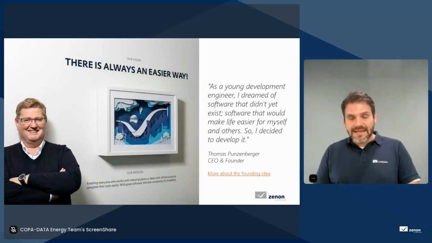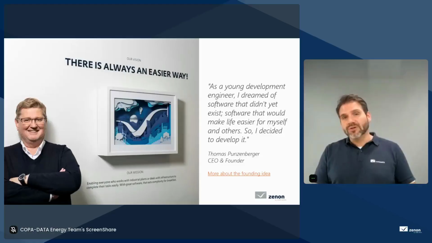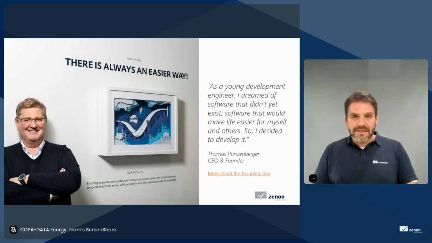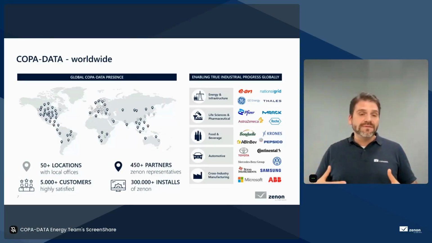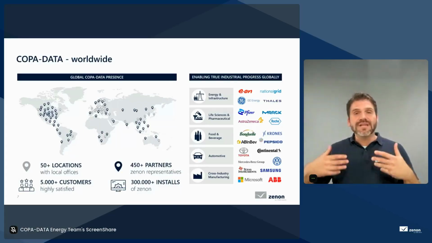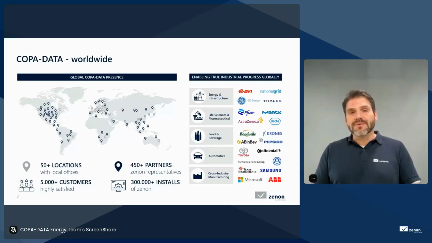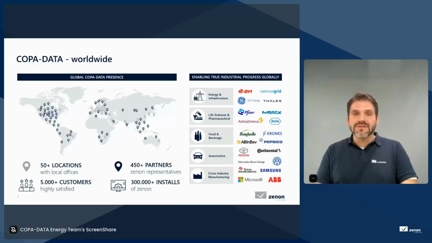And at that time, Thomas had the idea to create something different, to make automation an easy task and develop a system for that. And this was the inception of COPA-DATA, and it was the start of the development of the so-called Zenon software platform. Today, roughly 38 years later, COPA-DATA has grown into a globally acting company with more than 50 locations worldwide and a large network of partners and system integrators. There are well over 5,000 customers trusting in the Zenon software platform and more than 300,000 installations of the software system.